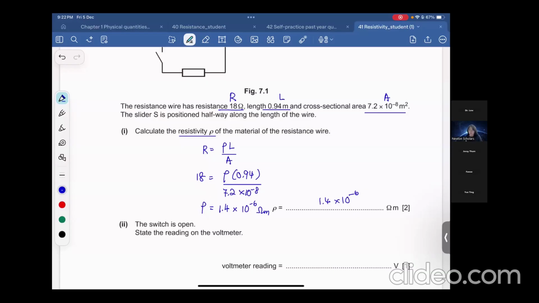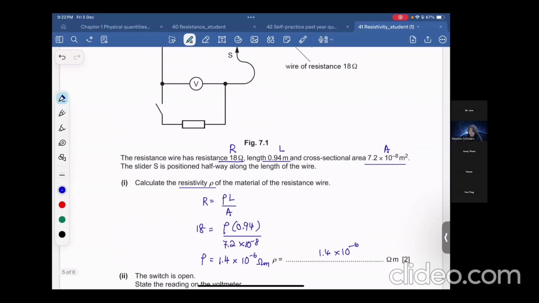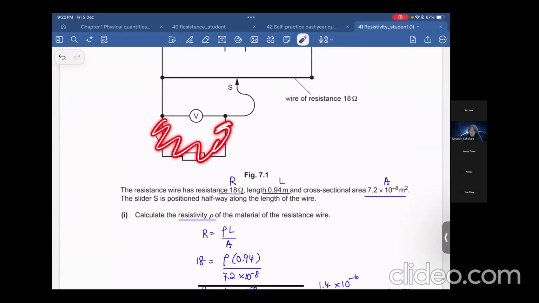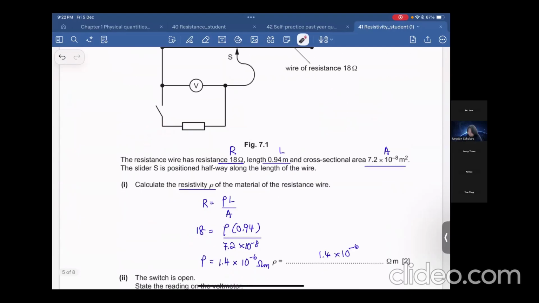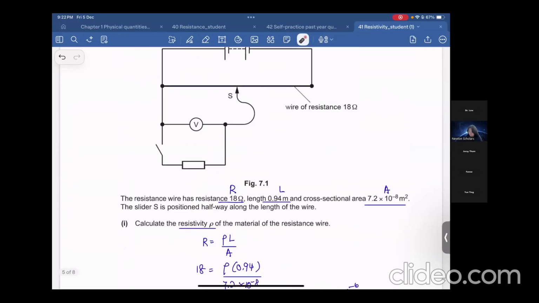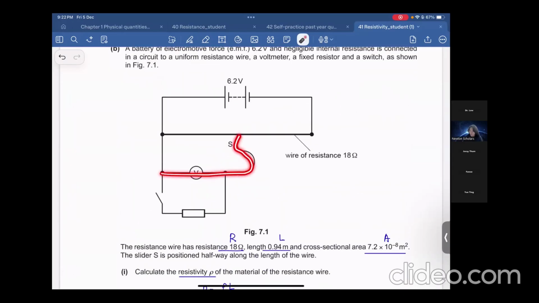Okay, the switch is open. That means that if it is open, we don't need to care about this part. Next, they say, state the reading of the voltmeter. What is this voltmeter reading? Where is the position right now? Slider S is positioned halfway of the length. So what is this voltage? The voltmeter reading. Ignore the bottom part because the circuit is open. So can any of you tell me what the voltmeter reading is?